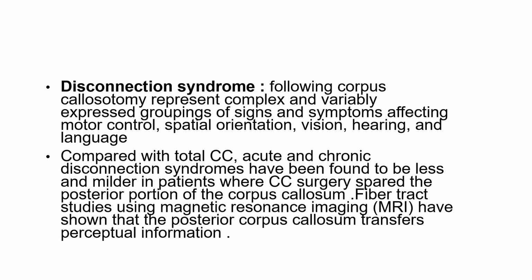Compared with total corpus callosotomy, acute and chronic disconnection syndromes have been found to be less and milder in patients where the corpus callosotomy surgery spares the posterior portion of the corpus callosum. Fiber tract studies using MRI have shown that the posterior corpus callosum transfers perceptual information. So it is more important if the posterior corpus callosum is being involved.